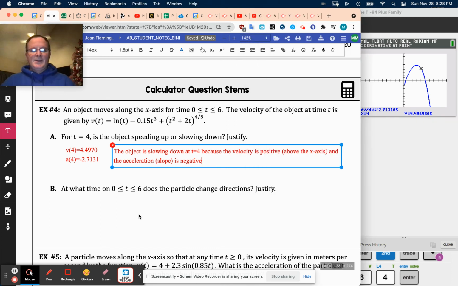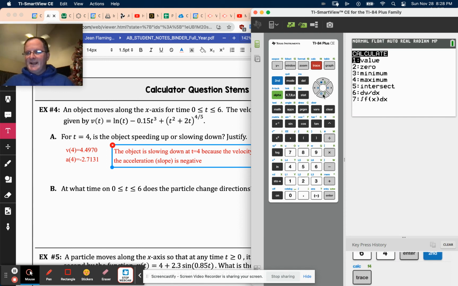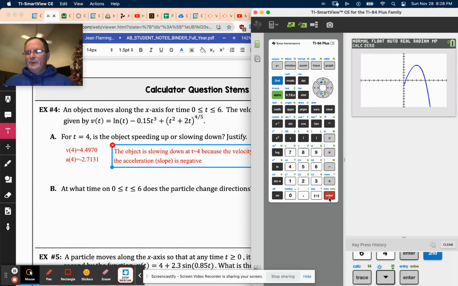So then the question is, at what time from 0 to 6 does the particle change directions? Well, here's the thing. I've got a positive velocity this whole time until I get to this 0. Here's the good news: it'll find a 0 for me. I can clearly see that it goes through the x-axis. So I'm going to go left bound there, and then right bound just somewhere on down the line here. That way it'll find the zero in between those two for me. And there we are.